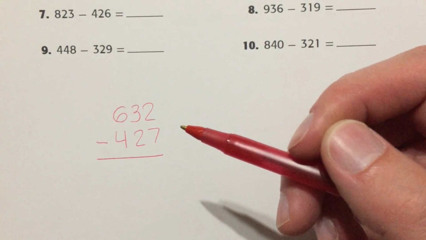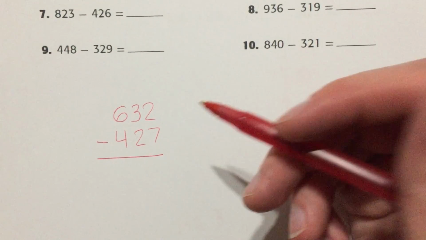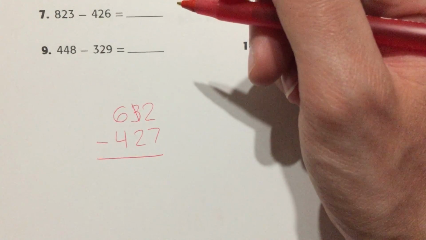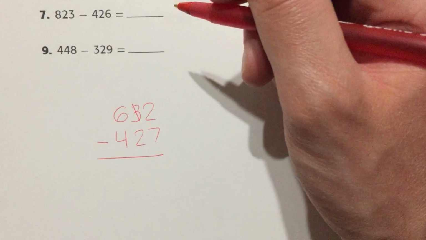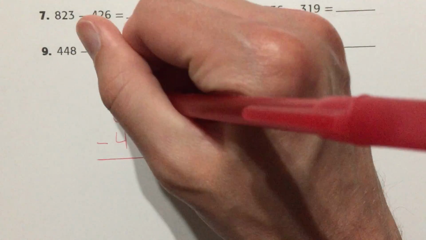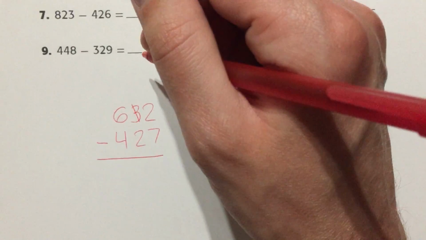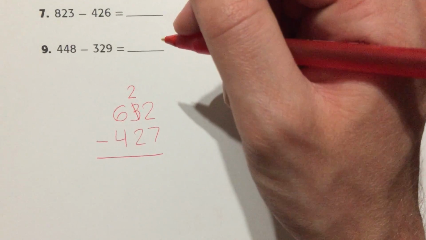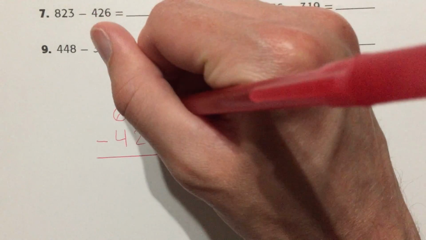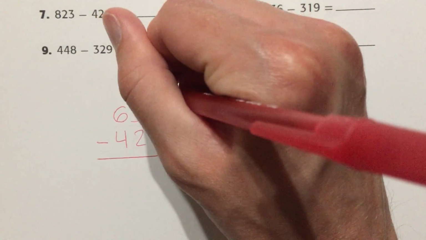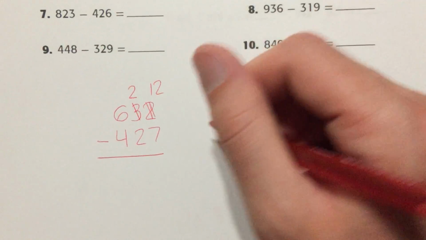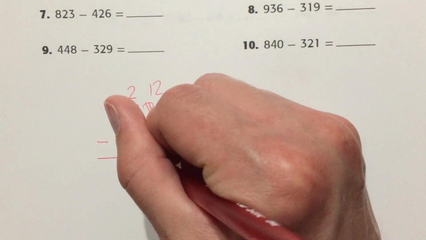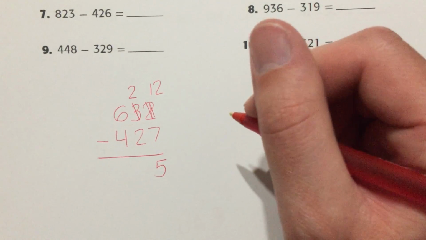Can we do that? We can't. 2 is smaller than 7, so we have to go next door. We're bugging our neighbors quite a bit, but that's okay, because they do not mind. So we're going to ask our 3, hey, can we borrow a 10? Our 3, just being the friendly neighbor that he is, is going to give us a group of 10. That's going to become a 12. Okay, 2 plus our group of 10 that we just borrowed. 12 minus 7 leaves us with 5 ones.